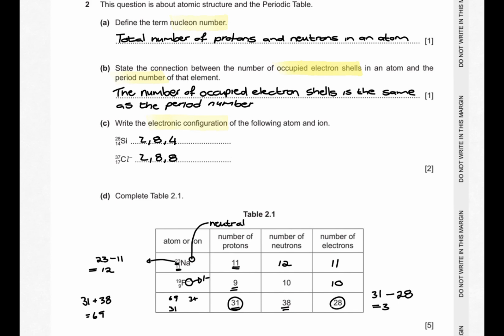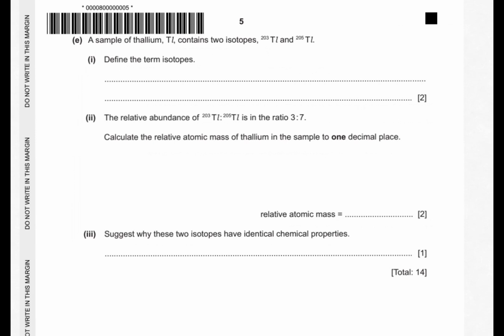Now to do this, we would look at the proton number. Remember, the number of electrons can change as the ion's charge changes, so we cannot look at the electrons. We can also not look at the neutrons because the neutrons can change between different isotopes of the same element. So we have to look at the proton number. Now we can see by the proton number and on the periodic table that this atom or this ion would be gallium. So on the next page we have question E.